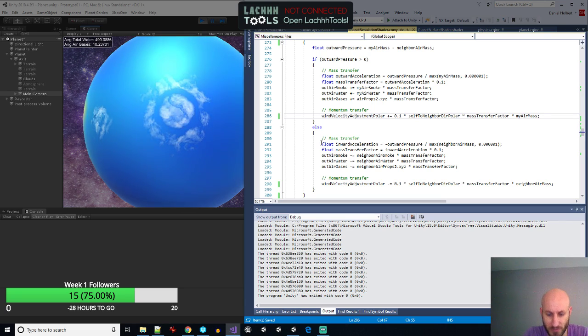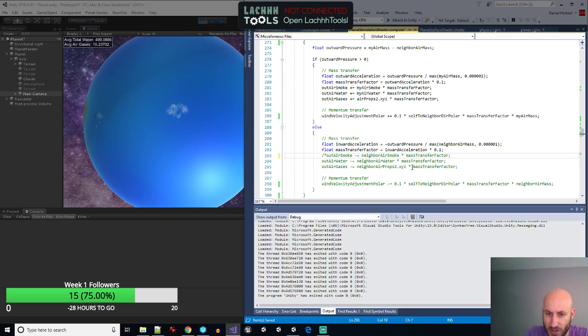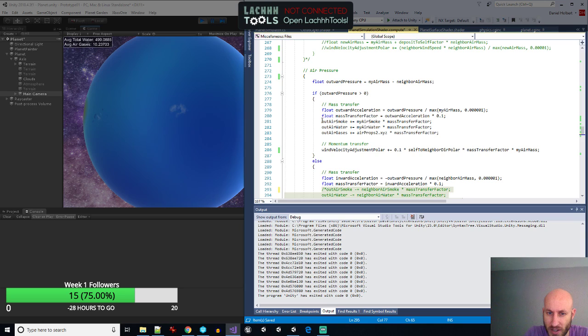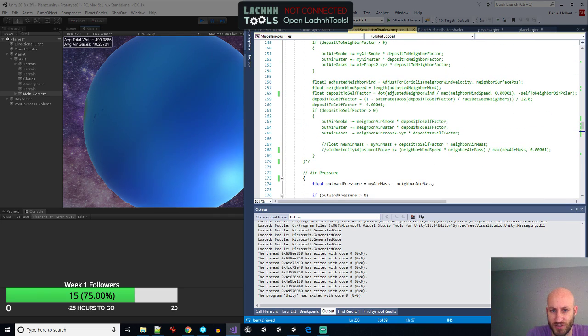But I want to try something where I don't directly transfer any air based on the pressure transfer, and I rely only on the wind that is generated by the pressure.